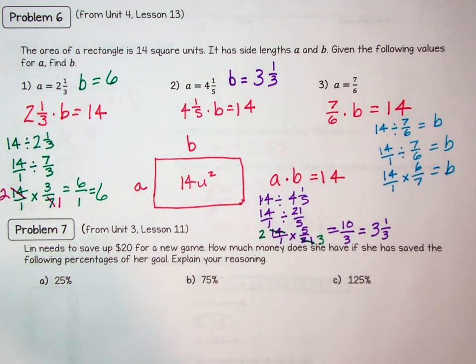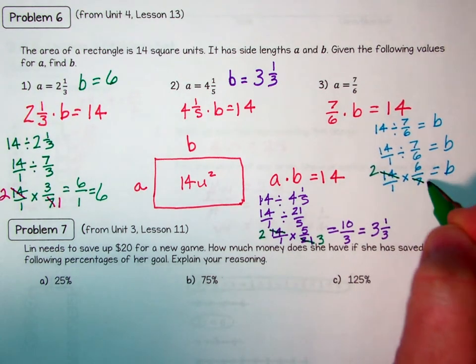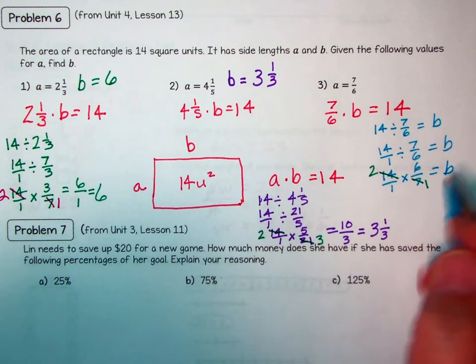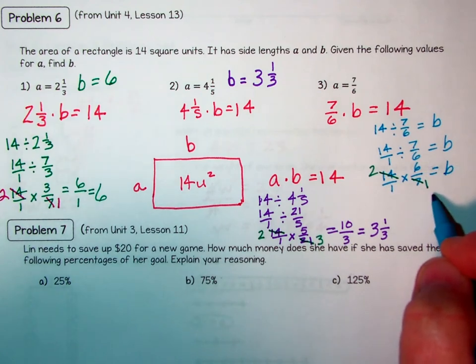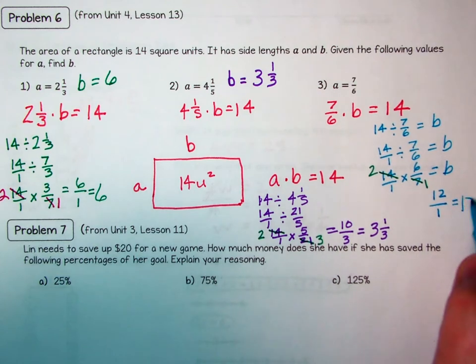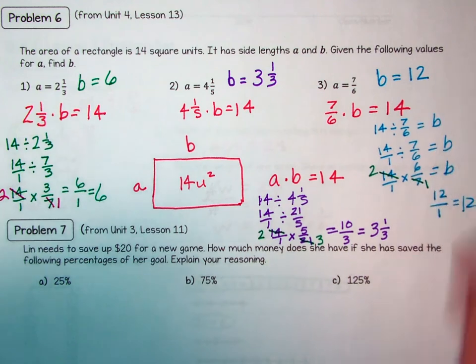I'm going to simplify before I multiply. 14 divided by 7 is 2. 7 divided by 7 is 1. And now when I multiply straight across, 2 times 6 is 12, over 1 times 1 is 1. So in this case, B equals 12.